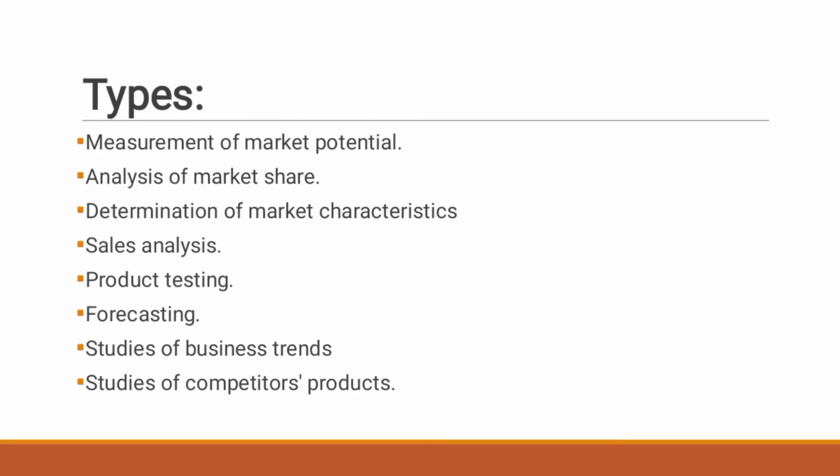First one is measuring of market potential, second one is analysis of market share, third one is determination of market characteristics, fourth one is sales analysis, fifth one is product testing, sixth one is forecasting, seventh one is studies of business trends, eighth one is studies of competitors' products.